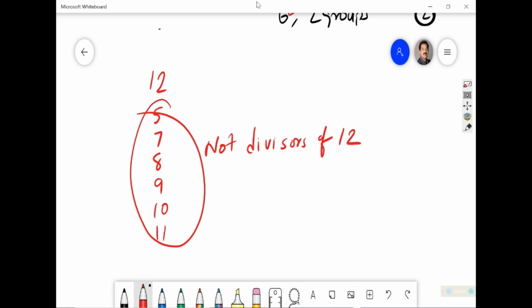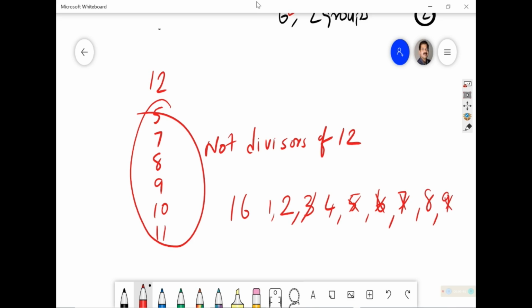In that case, if I ask you what the divisors of 16 are, we know that 8 2s are 16, correct? 1 is a divisor of all numbers, 3 not, 4 4s are 16, 5 not, 6 not, 7 not, 8 2s are 16, correct? These are factors or divisors. Then 9 not, 10 not, 11 not, 12 not, 13 not, 14 not, 15 not, 16.